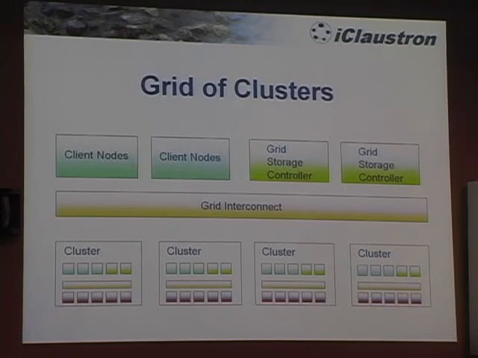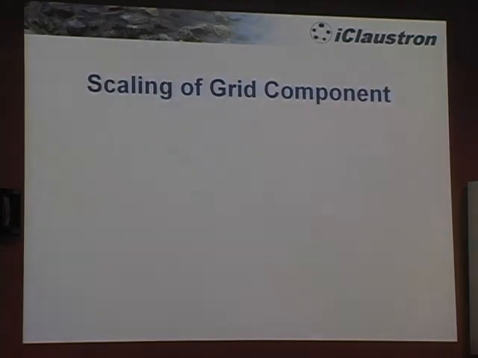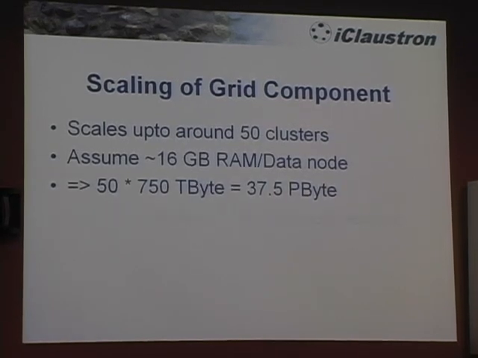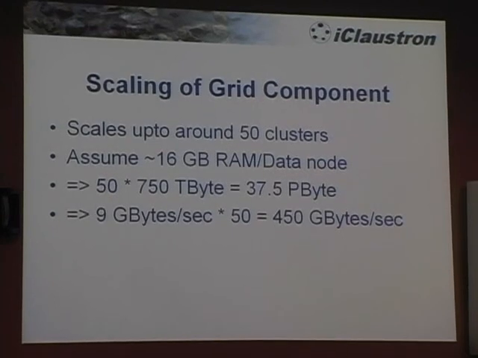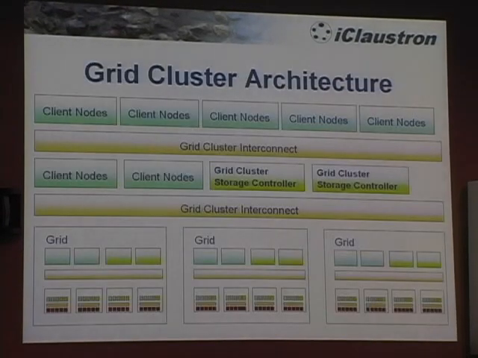I'm pretty sure that the genealogy system should be able to handle this with a grid, but maybe you can come up with a problem that needs one more level. So the scaling here is, let's say that we have about 50 clusters, then we should be able to get up to 37 petabytes or something like that. And then the full architecture is when, on the top level, you only have client nodes.